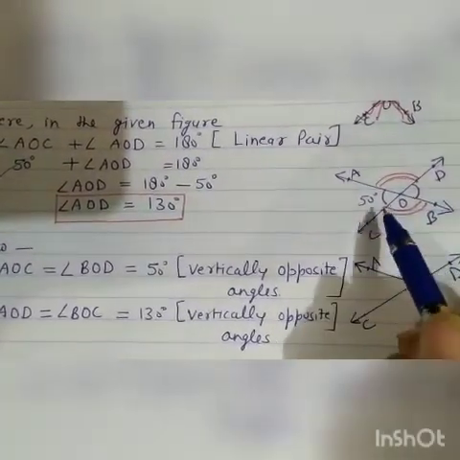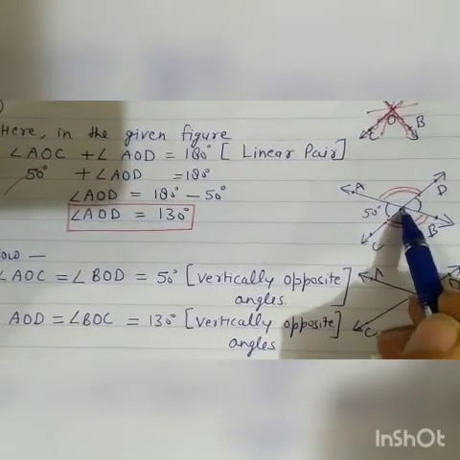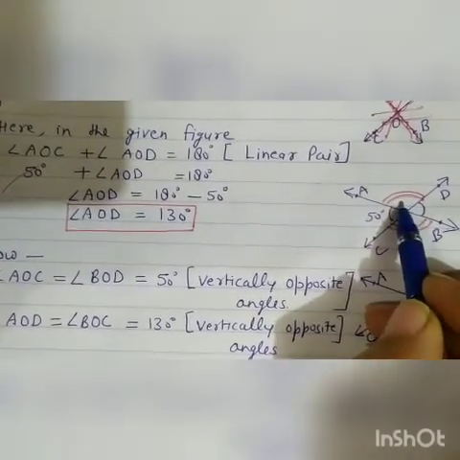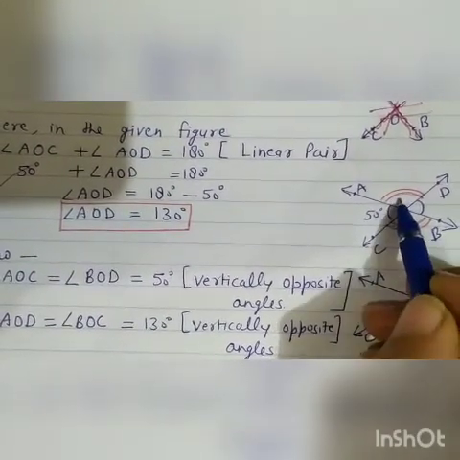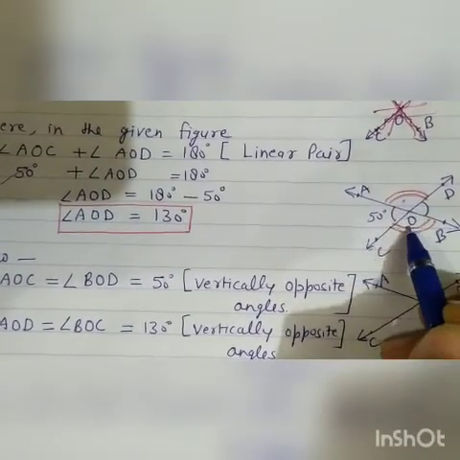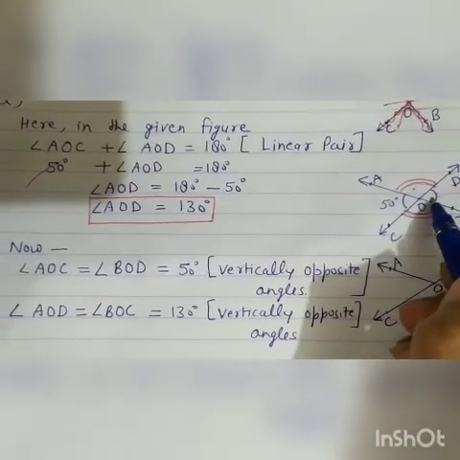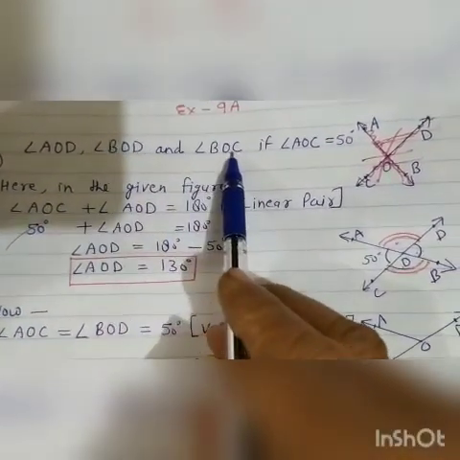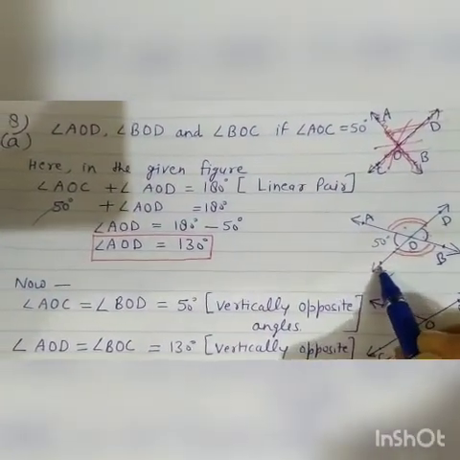So see this figure here. These two lines AB and CD intersect each other at point O. This is a common vertex. Here a pair of angles is formed. See, this angle and this angle. A pair of angles is formed opposite to each other. One pair is this one and one pair is this one, formed opposite to each other. How will we solve this? We have to find angle AOD, angle BOD and angle BOC if angle AOC is 50 degree. This angle AOC is given 50 degree.